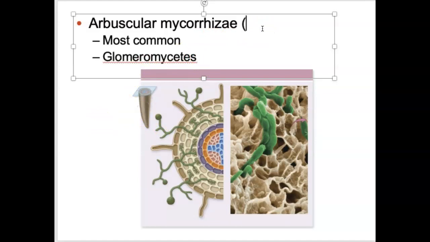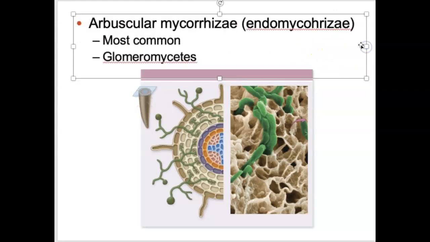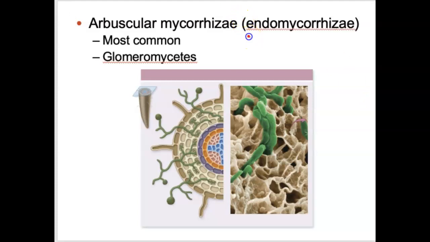We'll call them endomycorrhizae. So endo, remember, endo means within or inside of. You notice the fungal hyphae goes through the outer cells of the plant, and then it punctures or penetrates inside of the cells of the plants. So it's internal, inside the cell, so it's allowed to exchange nutrients.